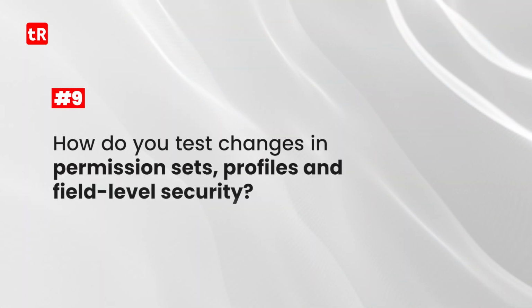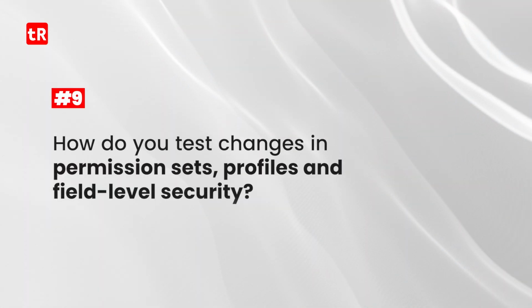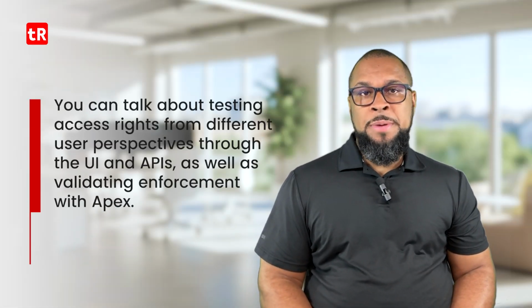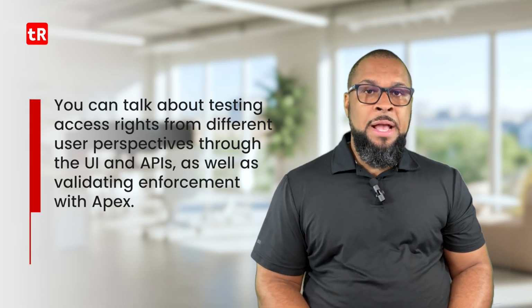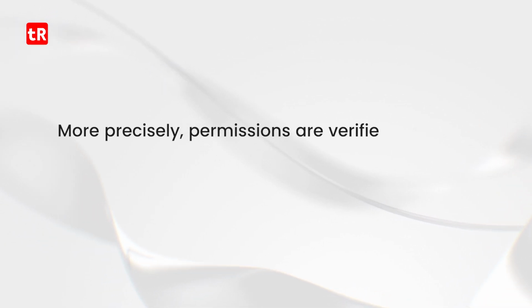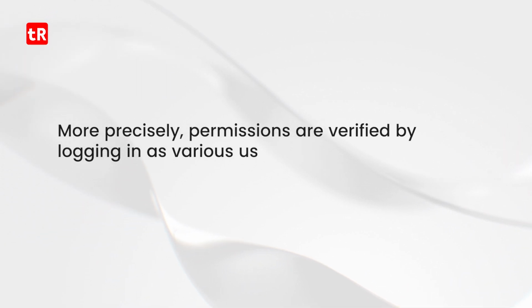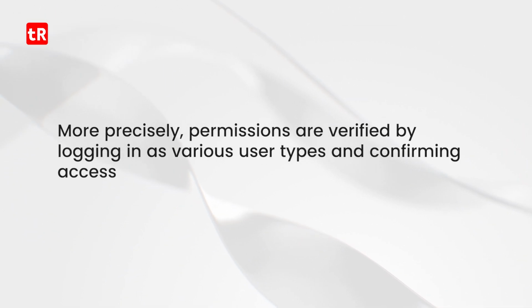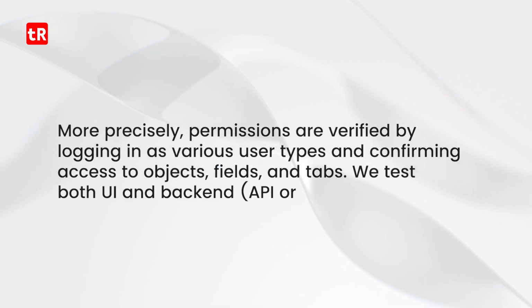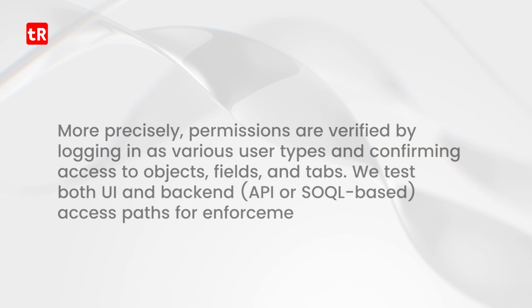Now, on to question 9. How do you test changes in permission sets, profiles, and field level security? Generally, you can talk about testing access rights from different users' perspectives through the UI and APIs, as well as validating enforcement with Apex. More precisely, permissions are verified by logging in as various user types and confirming access to objects, fields, and tabs. We test both UI and backend access paths for enforcement.